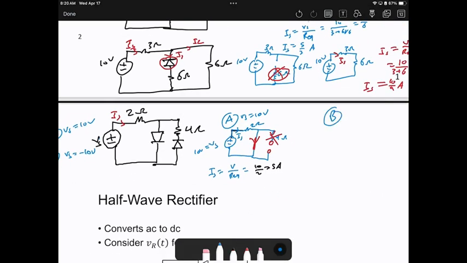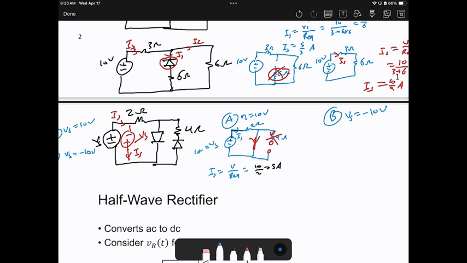Scenario B, when V source equals negative 10 volts. When it is negative 10 volts, this means IS will flow in the opposite direction. If it is negative, this means here is positive, negative, then IS will flow here in the opposite direction. That's what negative means.